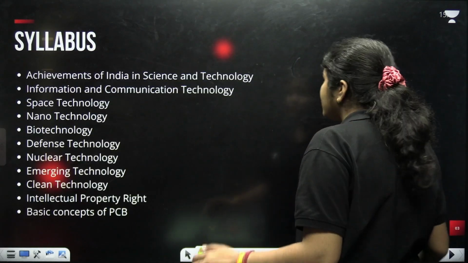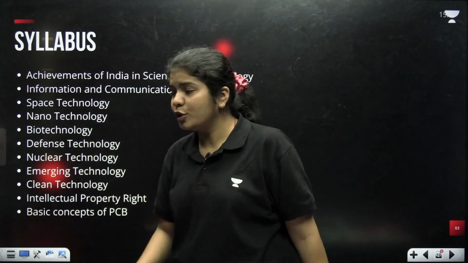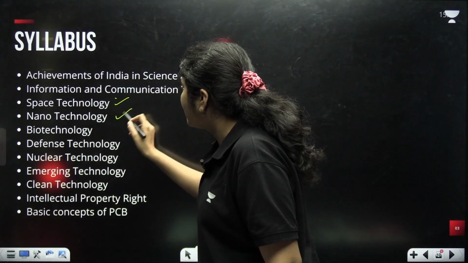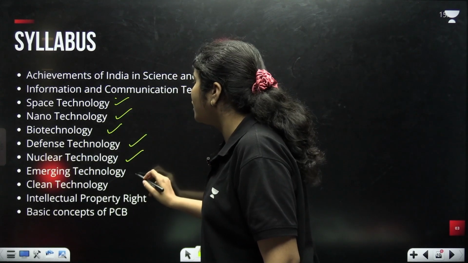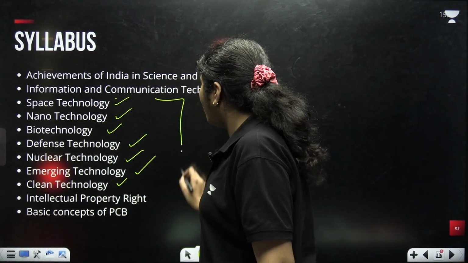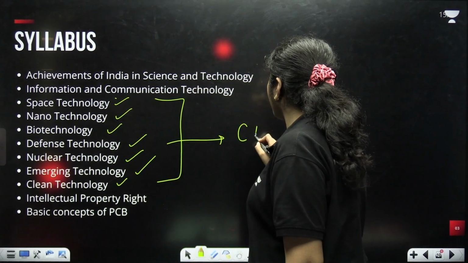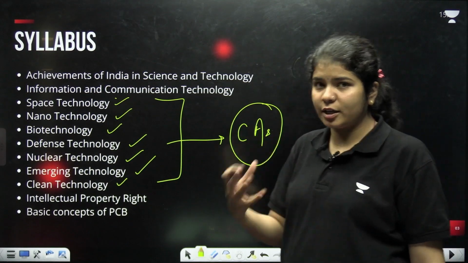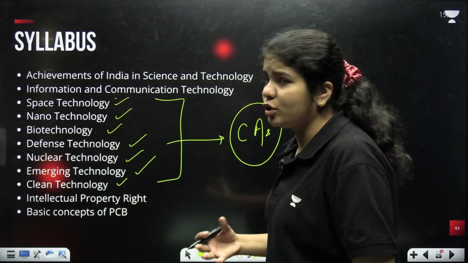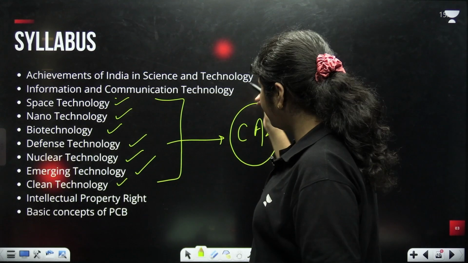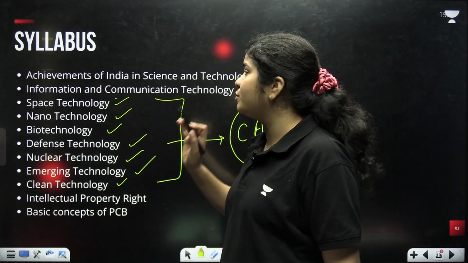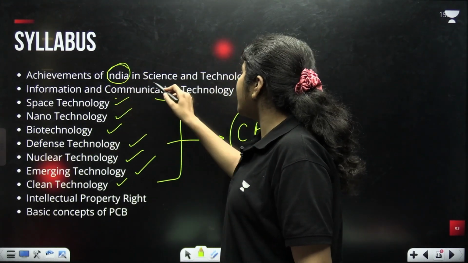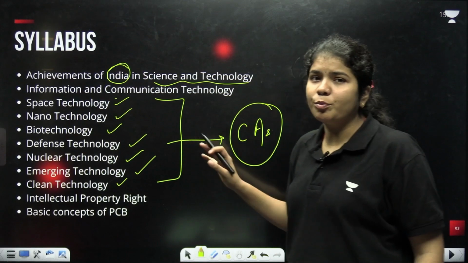Now discussing about the syllabus in particular. So the syllabus is divided into these particular sections, wherein space tech, nanotech, biotech, defense tech, nuclear tech, emerging tech, clean tech. All of these are a part of your current affairs because all of these developments basically take place in your current or emerging times. The other thing that we have to discuss with respect to this subject is achievements of India in science and tech, because that is something that is being asked in your prelims examination.